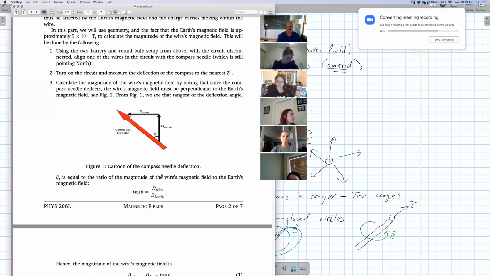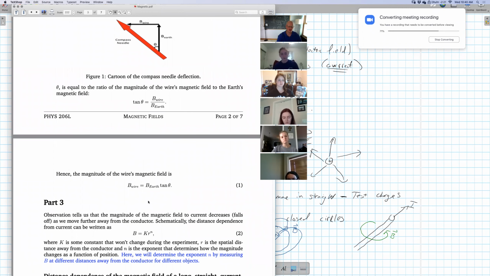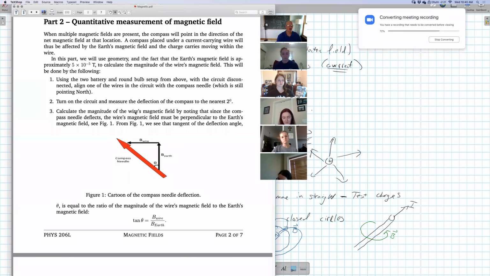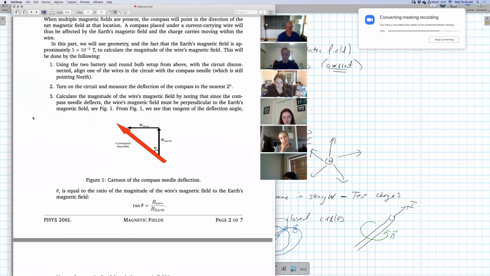That's mostly just trying to tell you how to calculate the magnitude of the magnetic field from the wire based off of the angle of deflection. They also talk about it in the video, but you just need equation 1 here. This tells you how to calculate that magnetic field from the magnetic field of the Earth, where up here it tells you that the magnetic field of the Earth is 5 × 10⁻⁵ Tesla. The units for magnetic field are what's called Tesla.